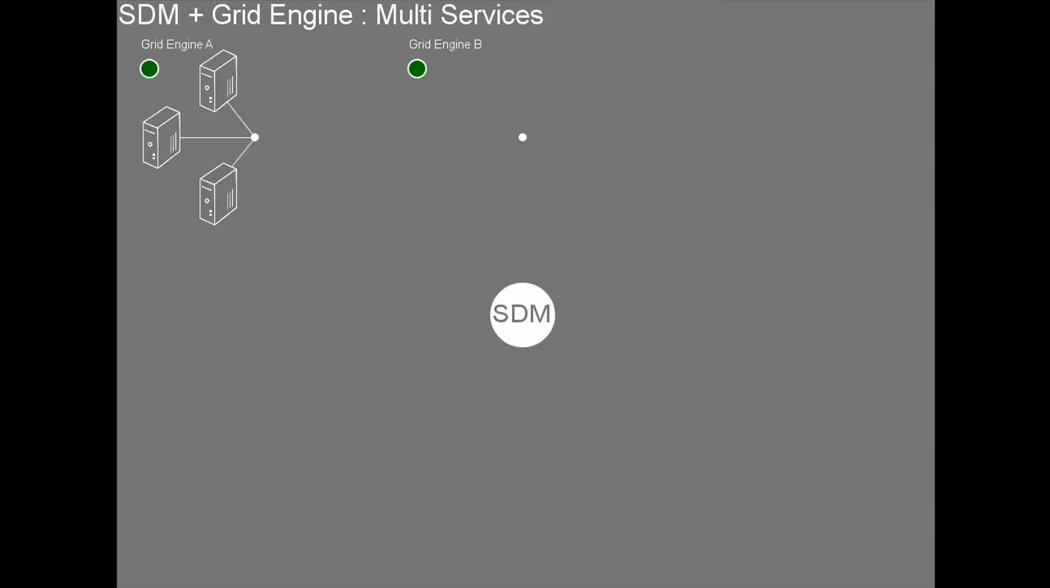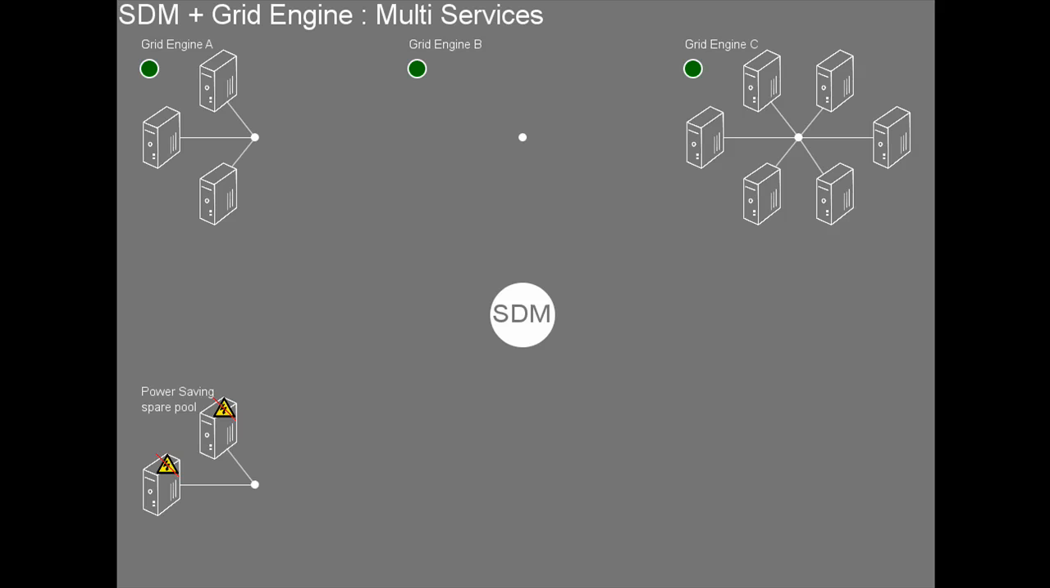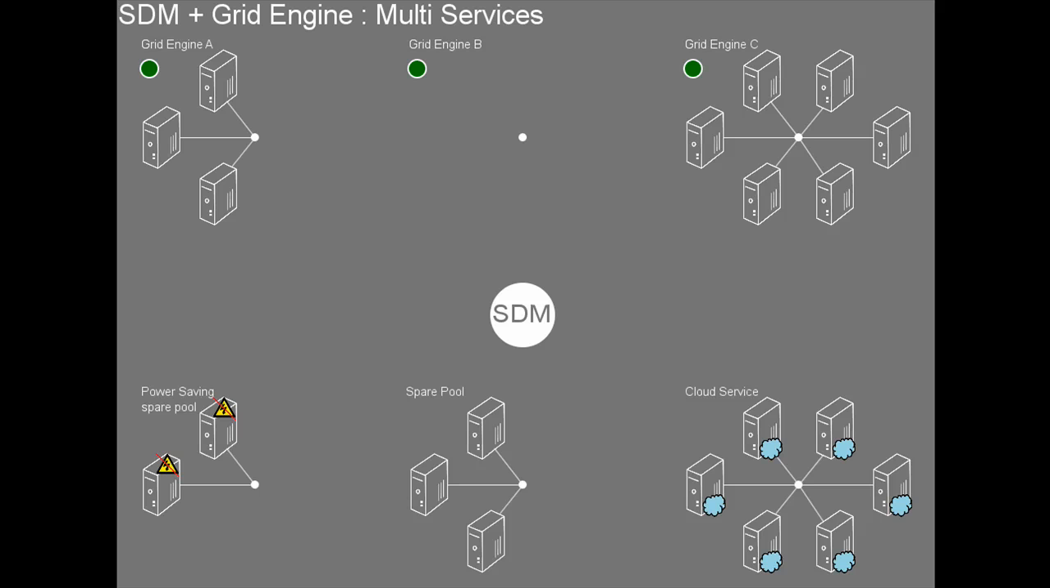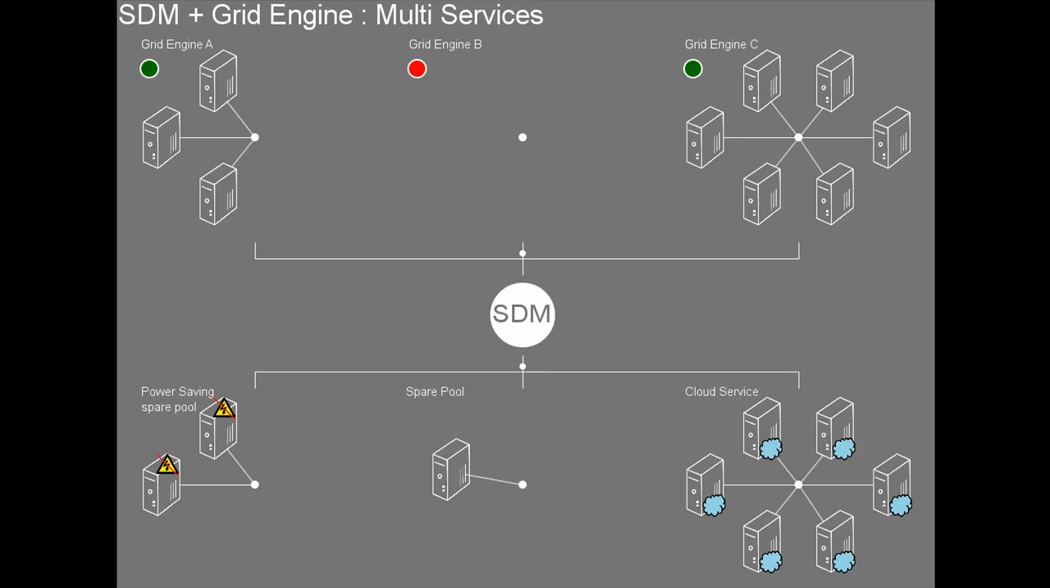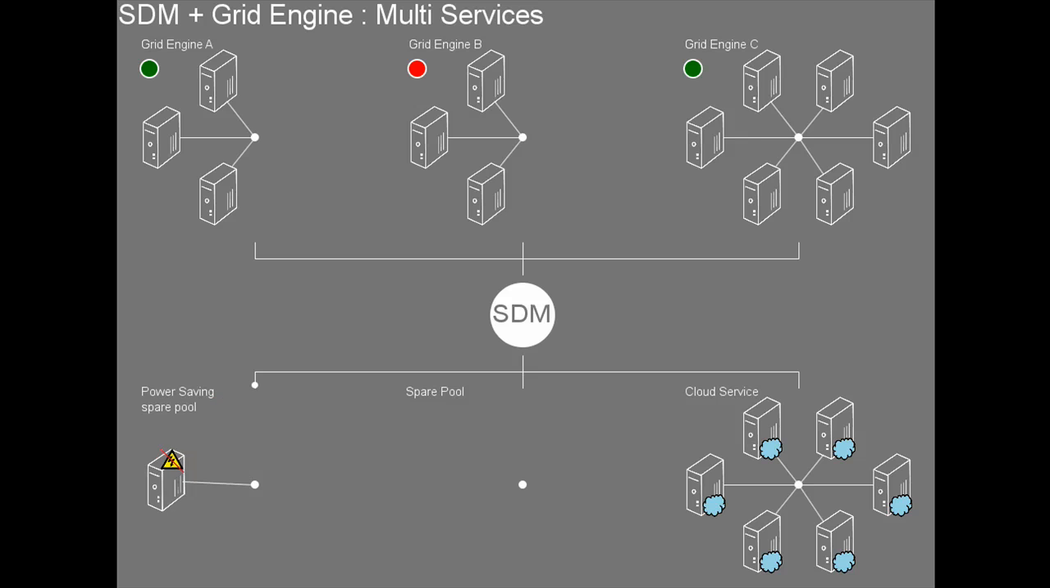Of course, the set of services can be mixed to get the most out of the different use cases. In this example, we see a set of 3 managed Grid Engine clusters that share a set of local and cloud resources. 3 local resources are running idle in the spare pool service. The default spare pool holds local resources that cannot or should not be power saved.